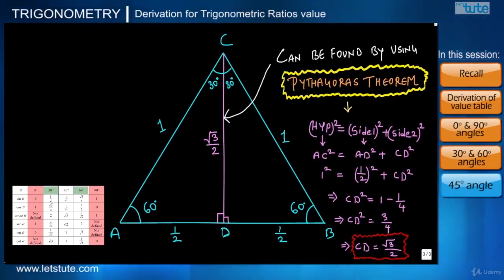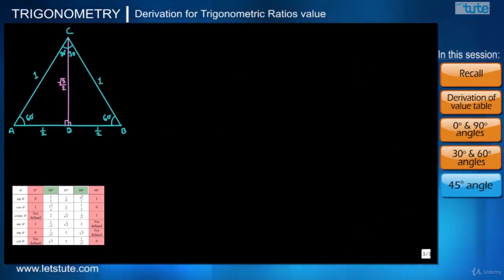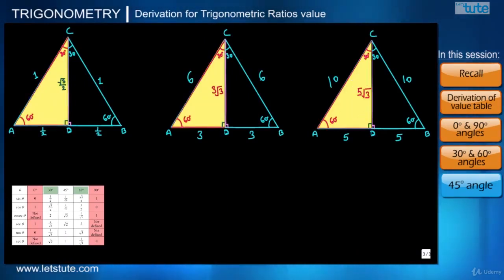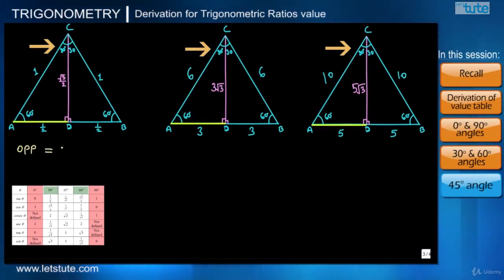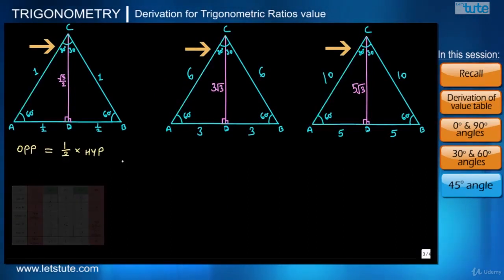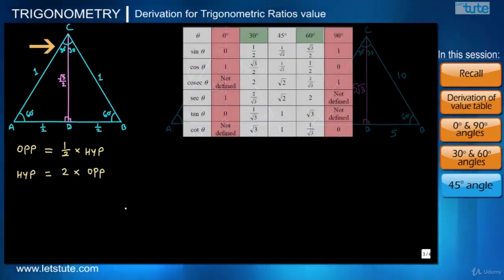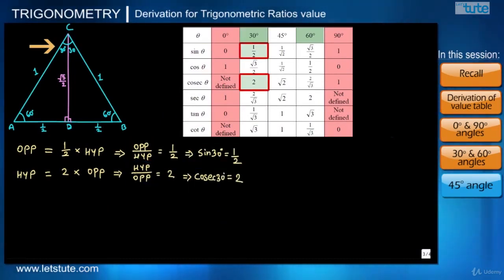Please note that as we have assumed all the sides of the triangle to be equal, so instead of 1, if we would have assumed sides to be 6 units or 10 units, so now if we look at the 30, 60 and 90 degrees triangle and concentrate on 30 degrees angle, we understand that every time the opposite side of 30 degrees angle is half of the hypotenuse, or we can say hypotenuse is twice the opposite side. Therefore, we have the value of sine 30 as 1 upon 2 and cosec 30 as 2.